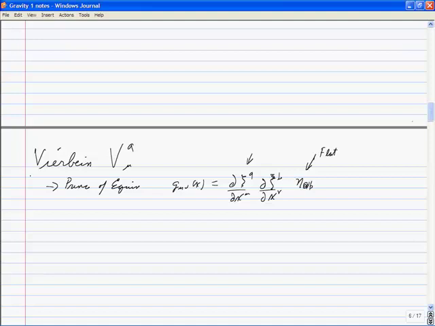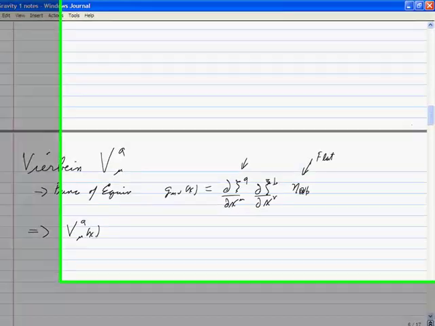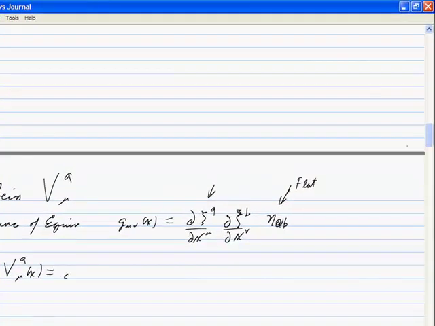But then, doing that, I can define this vierbein, V A mu of x, is the field that's defined by V A mu.